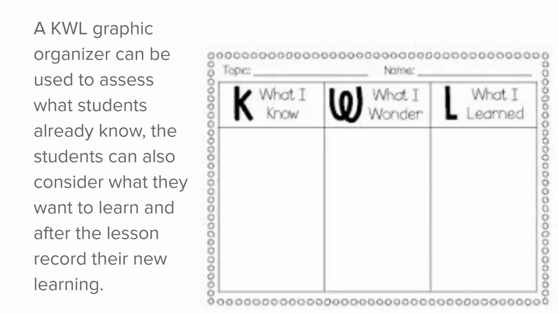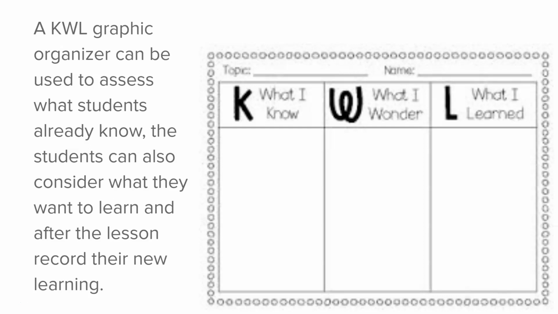This is another video that you'll watch about background knowledge. Okay. A KWL chart is a graphic organizer that's used to figure out what the student already knows about something and then kind of have them consider what they want to learn. And then after the lesson is finished, then you will record what they learn during the lesson.